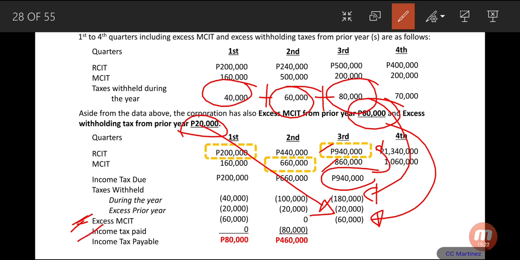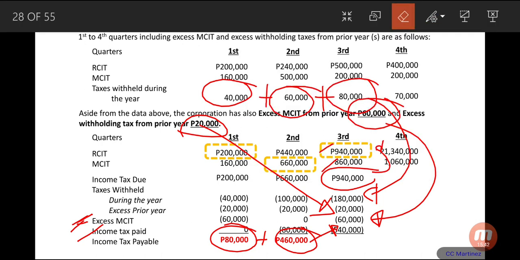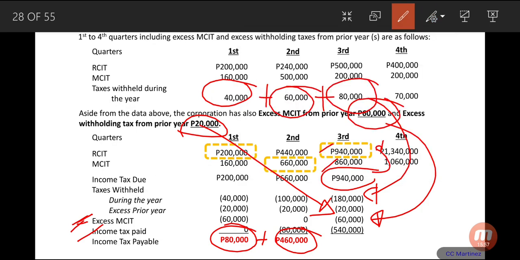Income tax paid previous quarter, magkano? So, nakapagbayad na tayo ng 80,000. Nakapagbayad na rin tayo ng 460,000. So, i-add lang natin siya. 460,000 plus 80,000 equals 540,000. So, dito naman siya galing sa 460 plus 80. Kaya nakuha natin yung 540,000.